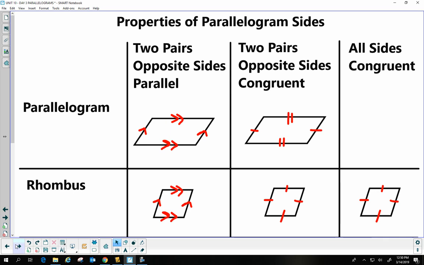So let's talk first about the sides. I mentioned on the previous page that in parallelograms, the opposite sides are parallel and they're also congruent. So you can build a chart here. Opposite means across from. So these two sides with one arrow or one hash mark or tick mark are opposite sides, and they're going to be parallel, and they're also going to be the same size. They're congruent. And then these two sides are opposite, parallel, and congruent.